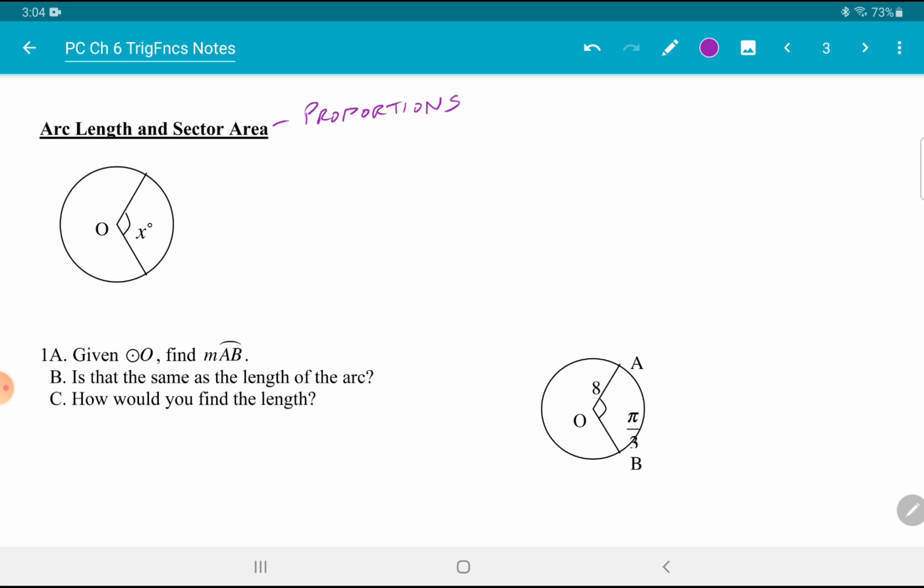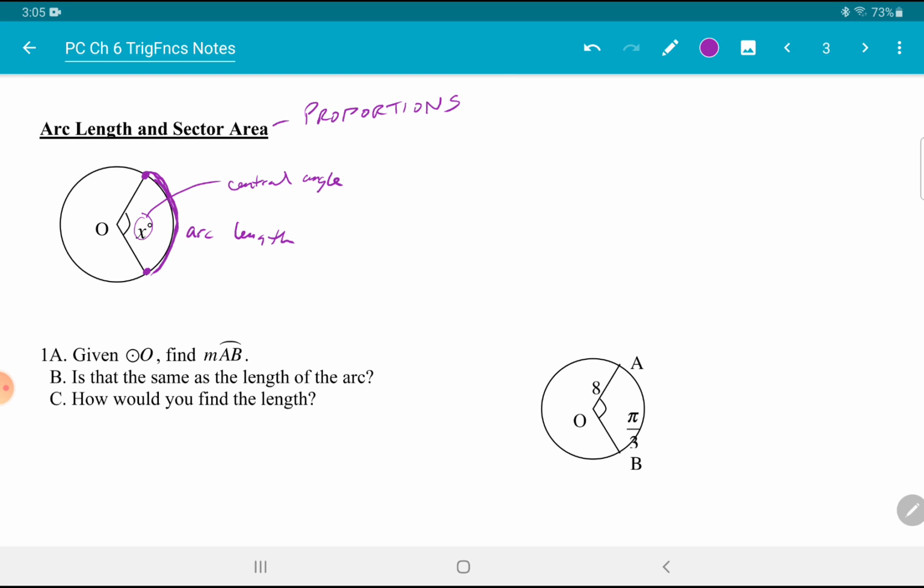When it comes to finding the arc length of a circle, the arc length is basically the distance of part of the circumference. So if we look at this angle here, this x, which we call the central angle, we'll notice that it forms, where the radii meet the outer edge of the circle, this length here. And this length here is what we call the arc length.